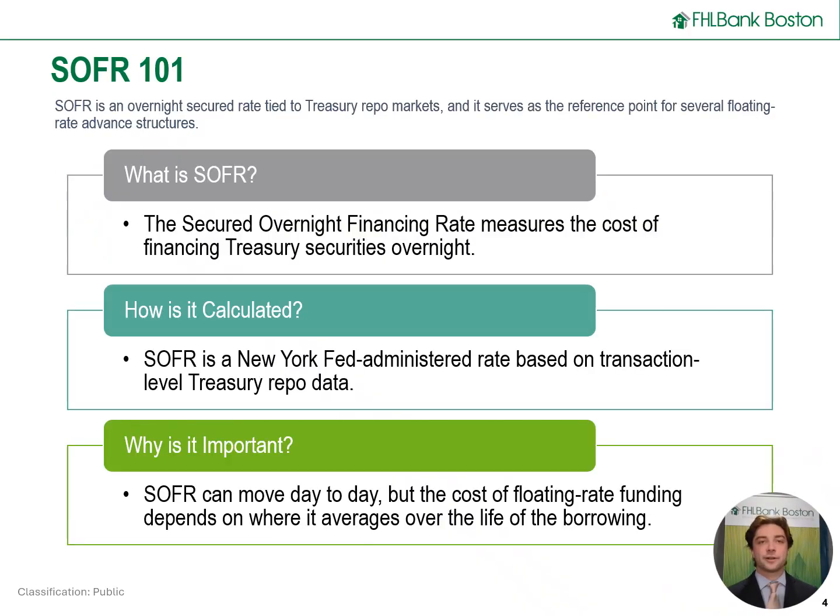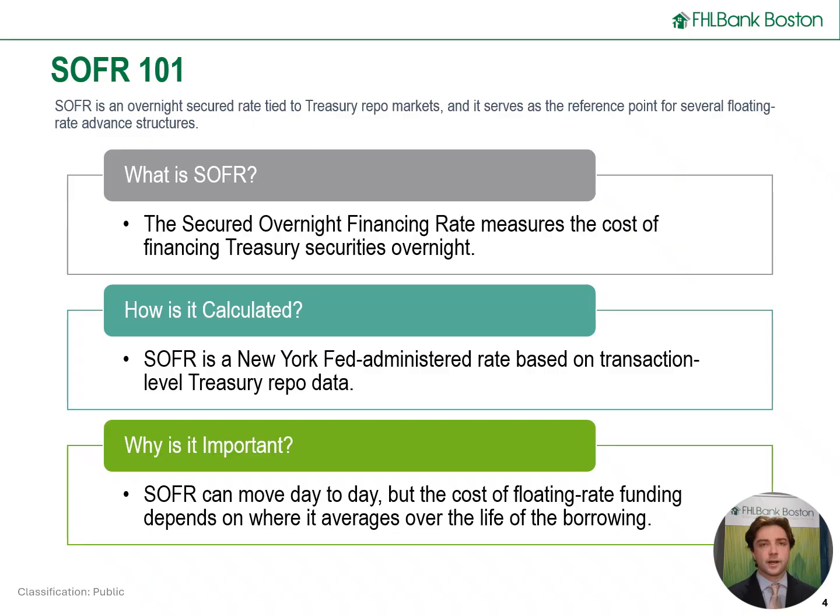SOFR is the secured overnight financing rate, which is the cost of borrowing cash overnight against U.S. Treasury collateral in the repo market. The New York Fed calculates it from actual Treasury repo transactions as a volume-weighted median and publishes it at about 8 a.m. Eastern each business day using the prior day's transactions. So it is a transaction-based overnight rate, not a survey.